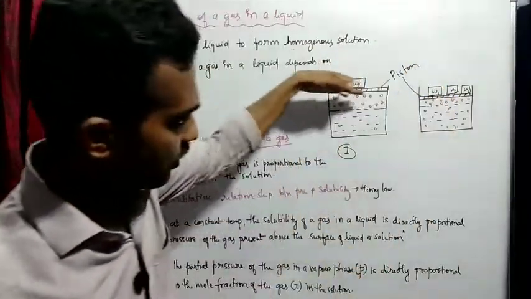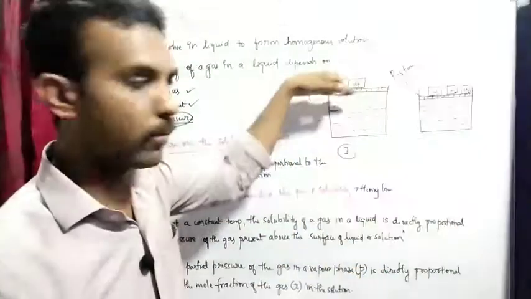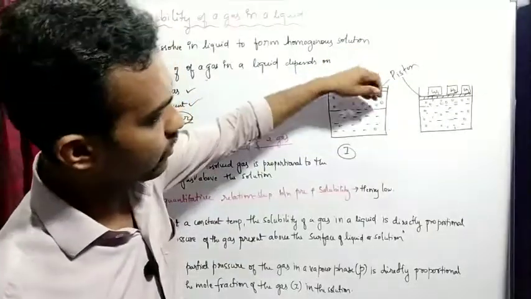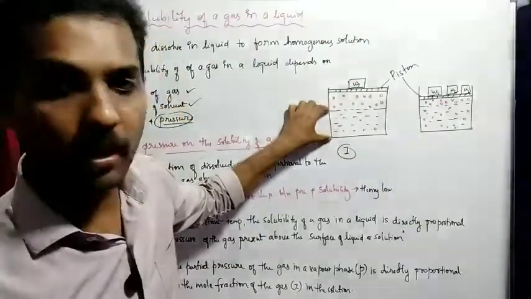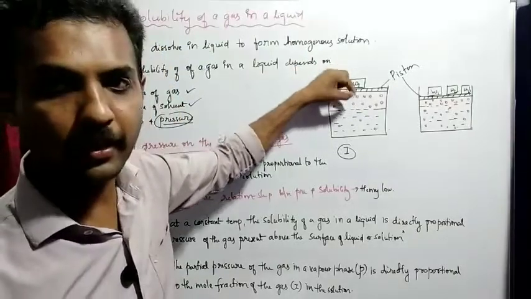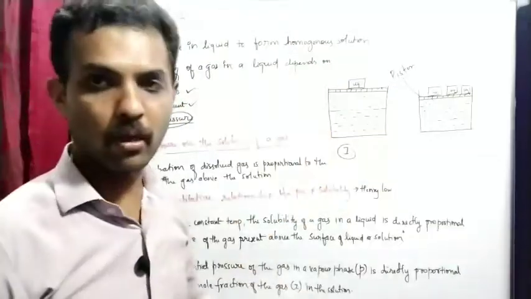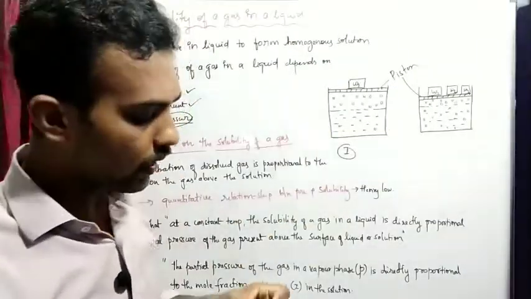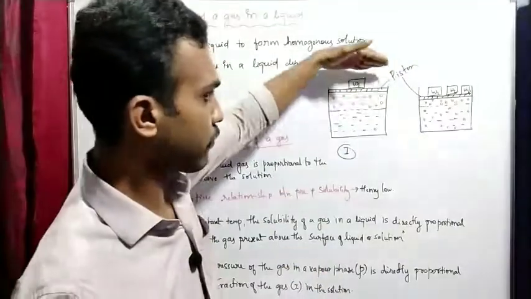So now the piston is there. So I have covered this, right? So I have closed this system. Now gas is here and the pure liquid is here, right? So now what happens, some of the gaseous particles enter into the solvent or the liquid. So now what we have to do, we have to press this piston.